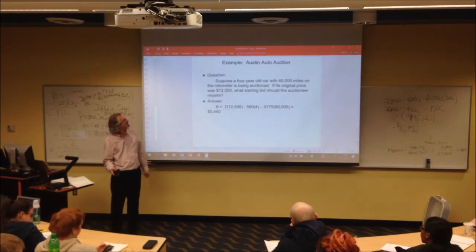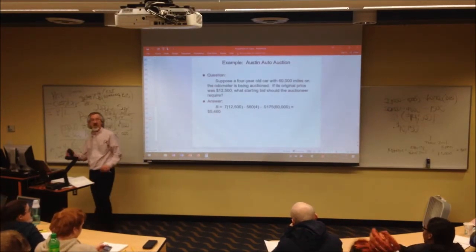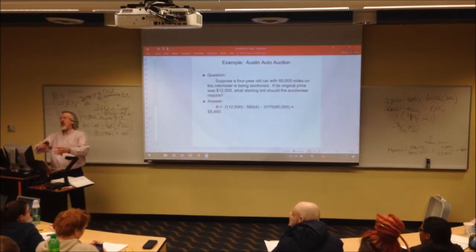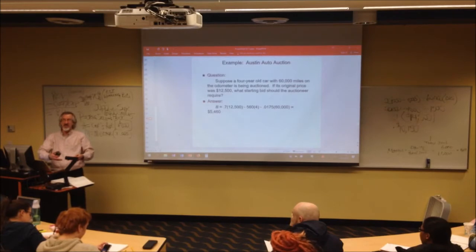5,460 is the starting bid on the car that was originally 12,500. Everybody see how we turned the story into a formula that we can put the unknowns in and get an answer every time? Everybody see that?